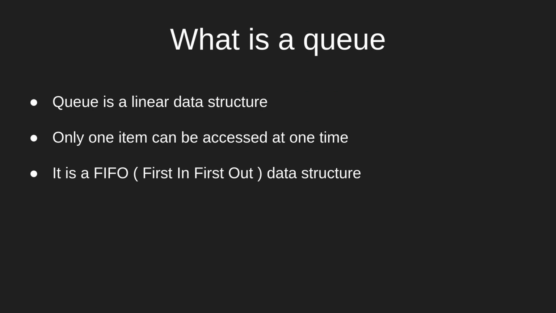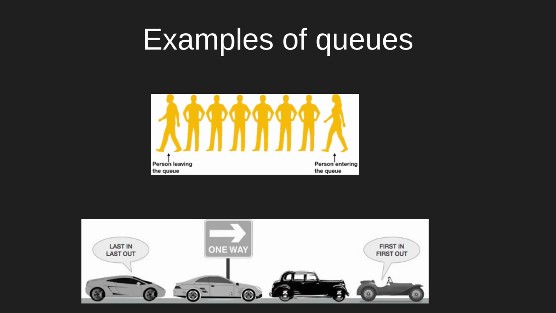So what is a queue? Queue is a linear data structure, which means that the data is arranged one after another. At one time, only one item can be accessed from the queue, which is at the front of the queue. All the other elements which are to be added to the queue are inserted from the back of the queue. It is a first in first out data structure, which means that the first element to go inside the queue will be the first element that can be taken out of the queue.